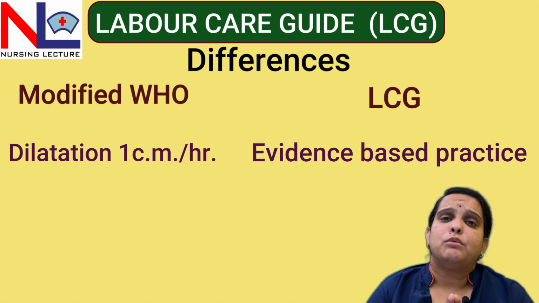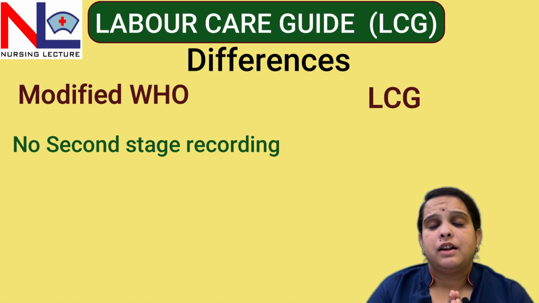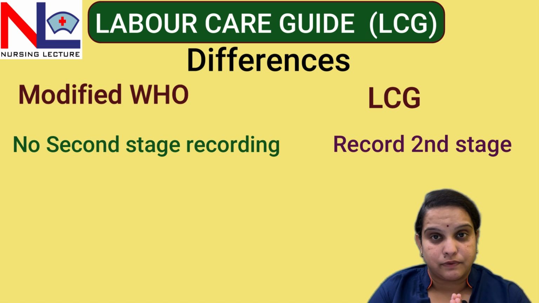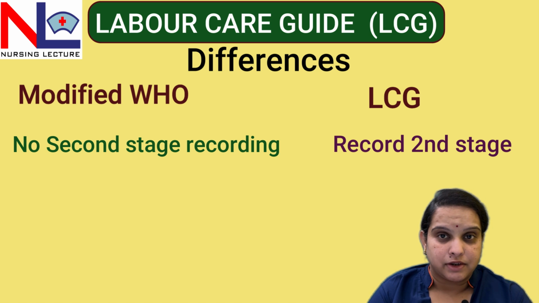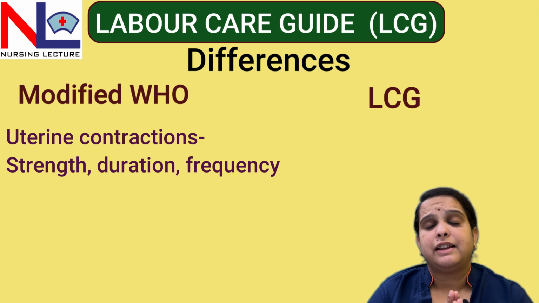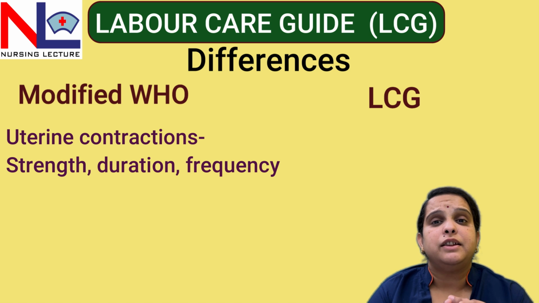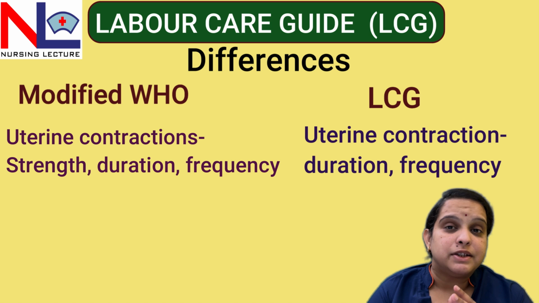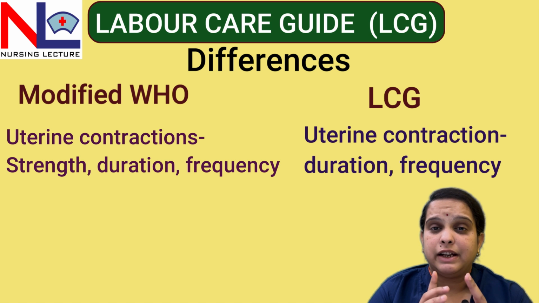And in modified, there is no plotting of labor progression during the second stage of labor. But here in LCG, we are monitoring the second stage of labor as well, till the fetus delivers out. And if we talk about the uterine contraction, then in modified, the strength, duration and frequency, all 3 things are monitored. And nowadays in LCG, only duration and frequency of contraction are monitored, every 10 minutes.